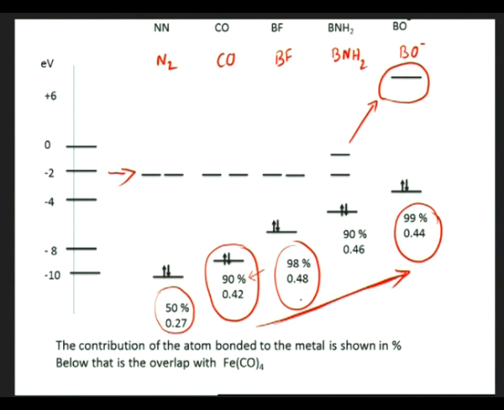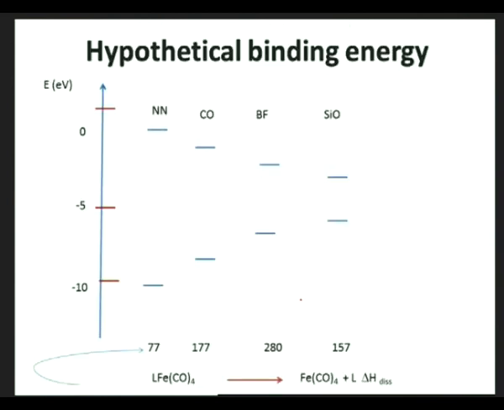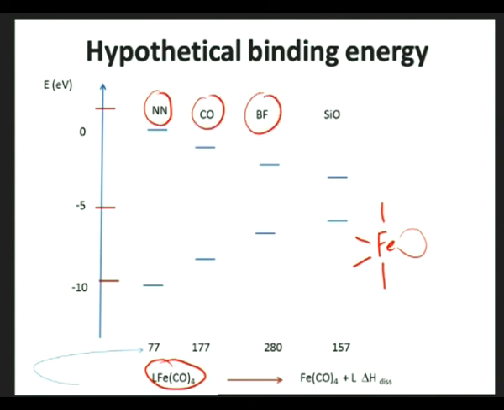Let us take a look at what has happened between 1998 and now, and it has indeed been possible to make some complexes. However, before I proceed to give you an example, I have to show you that they also calculated the hypothetical binding energy for a fragment Fe(CO)4. Fe(CO)4 is a fragment that you can hypothetically generate. You have 4 carbon monoxides and a vacant site where a carbon monoxide would have been for Fe(CO)5, and in this vacant site you can plug in dinitrogen, carbon monoxide, BF and SiO.